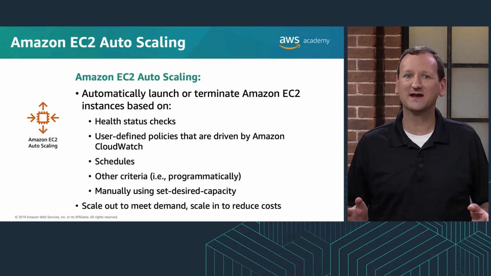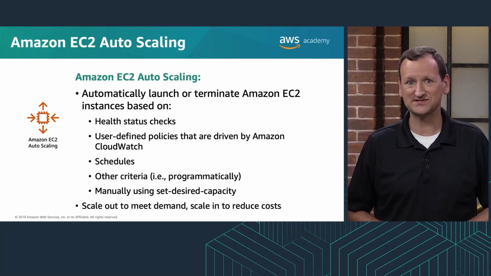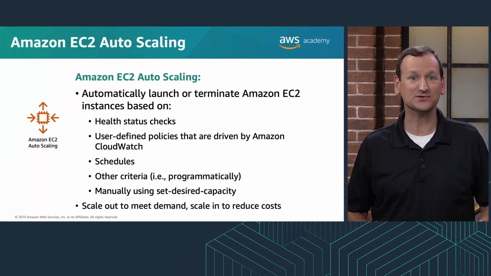Welcome back. You're now going to learn about Amazon EC2 Autoscaling. Amazon EC2 Autoscaling helps you maintain application availability. It enables you to automatically add or remove EC2 instances according to various conditions you define.